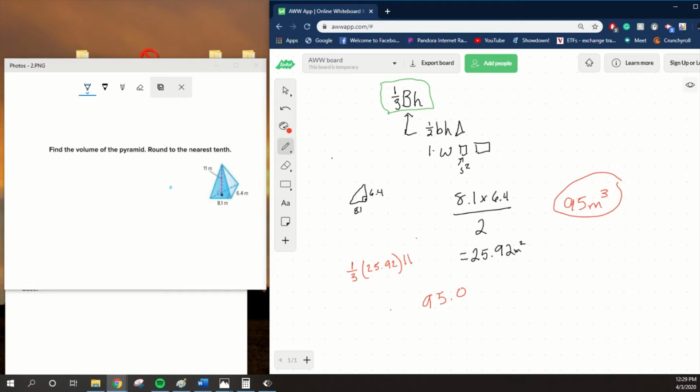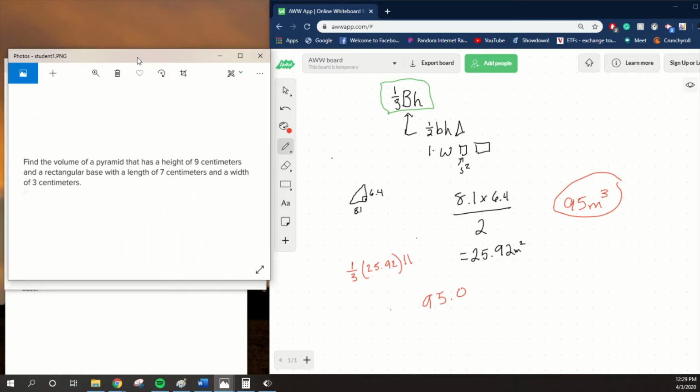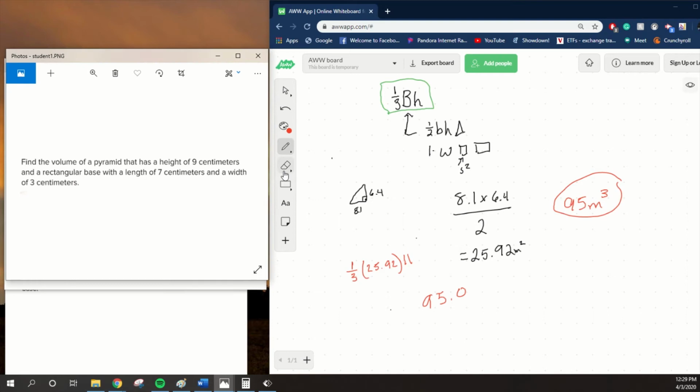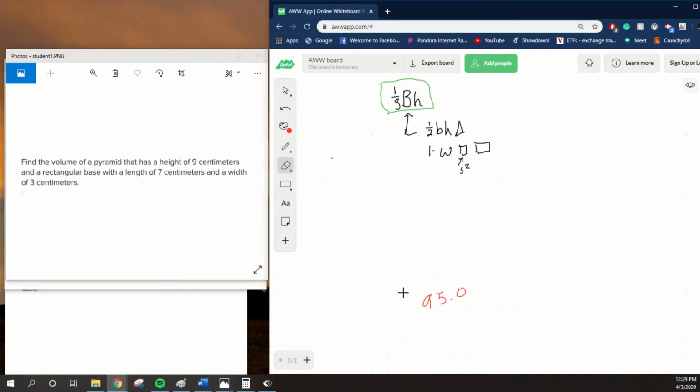Why don't you go ahead and pause the video and attempt to solve this problem right here. This time they don't give you a picture, but they give you words. So they say, find the volume of a pyramid that has a height of 9 centimeters and a rectangular base with a length of 7 centimeters and a width of 3 centimeters. Use that information. I suggest drawing a picture and then unpause the video and we'll go over it.